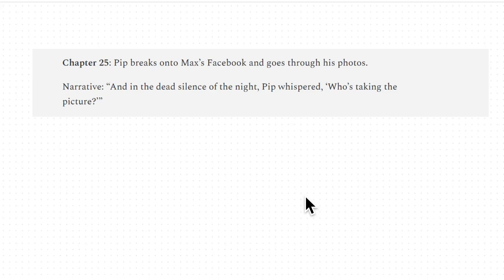And we actually don't know Pip's sub-goal. It's not established here. It's just that revelation, which is kind of a bombshell to drop, which really pushes us into the next scene.